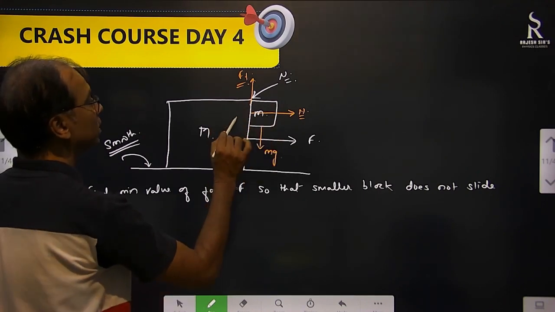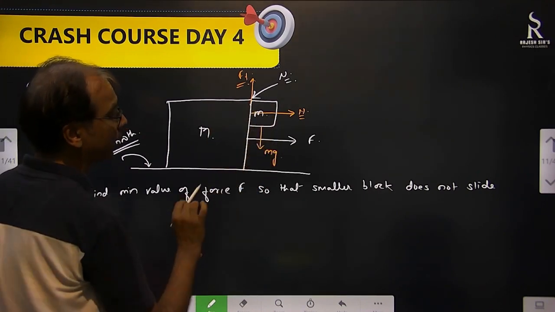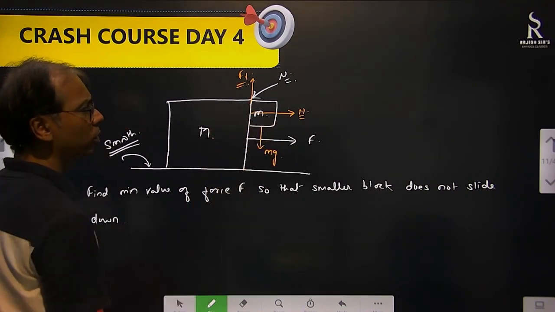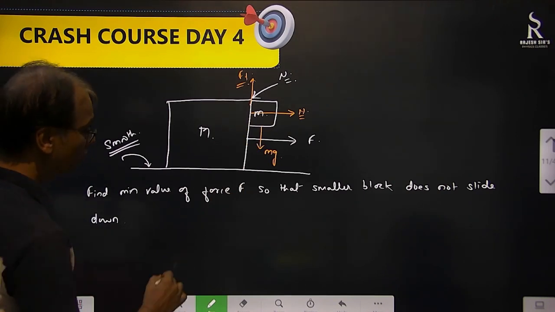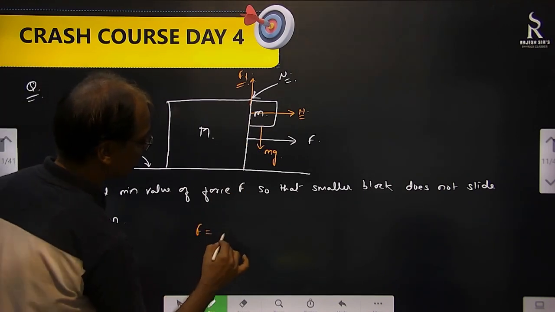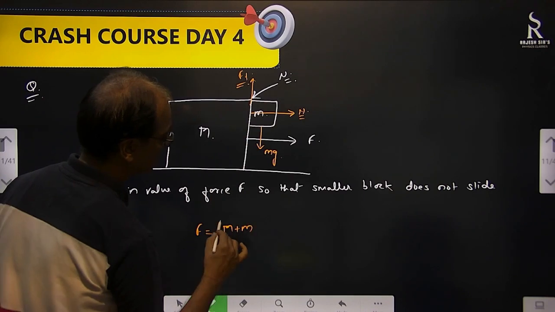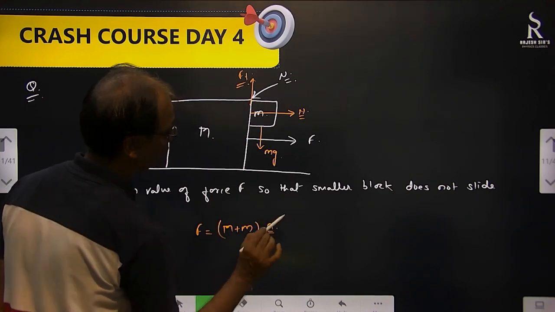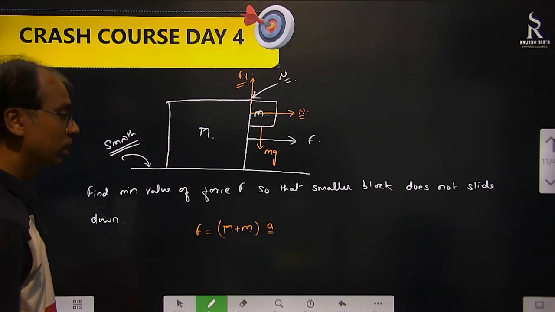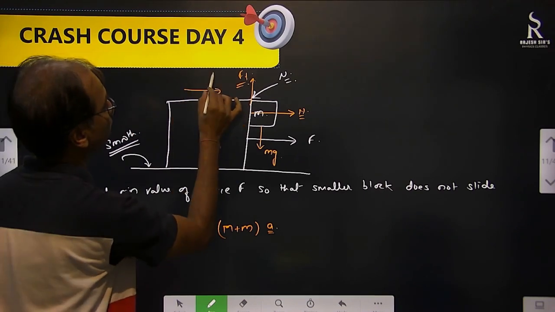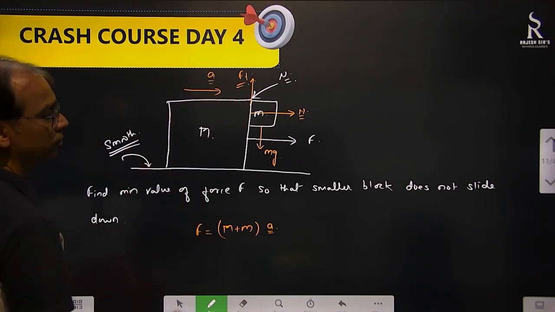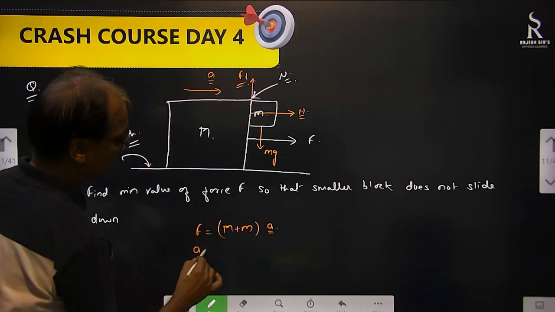First thing is, when we are saying this is not going to slide down, that means both of them are going to move together. So force of friction we can say is equal to (M plus M) into A, because both are going to move together. This acceleration will be A. As it's smooth, it has to move. So acceleration is F by (M plus M).